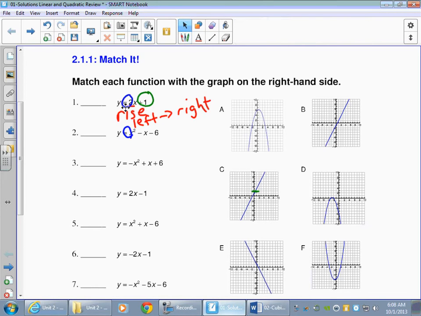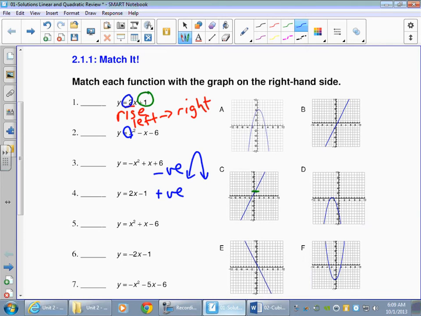go left to right. And with the parabolas, assumedly you notice that all of the second power things are parabolas. If it's a negative, our parabola is going to look something like this. If the number up front is positive, it's going to look something like this.